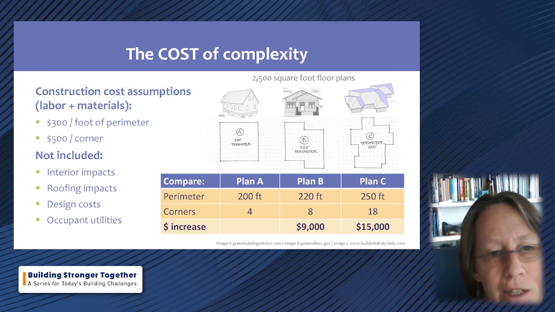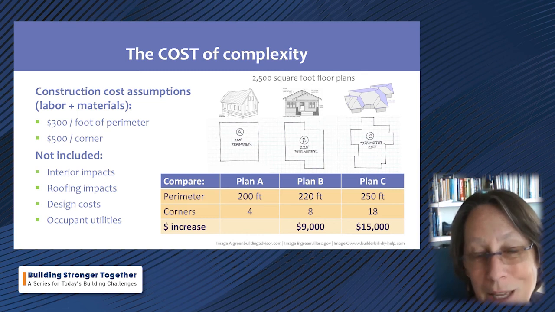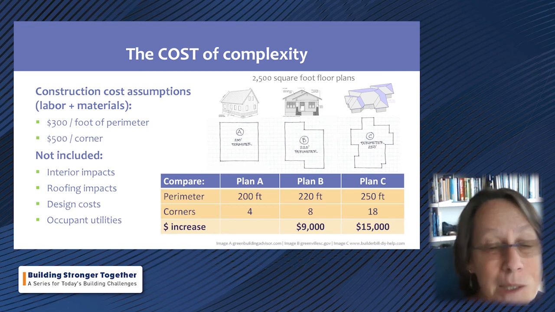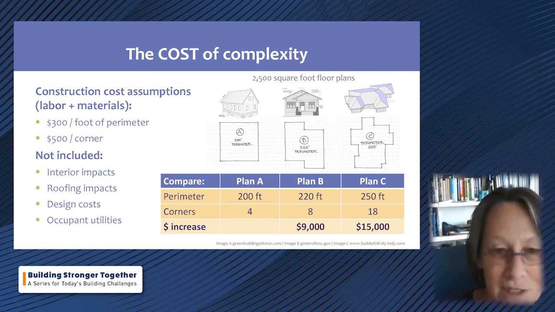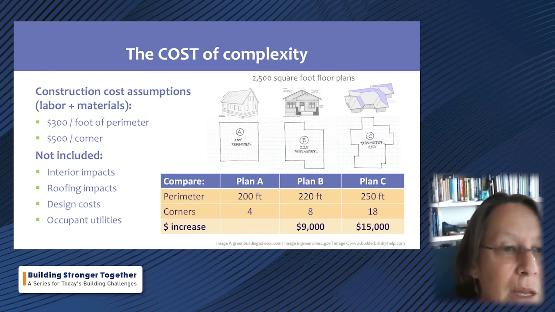I've got 3 variations here, one that's got 4 corners, one with 8, and one with 18. Using my numbers, I come up with an add-on of $9,000 for Plan B and $15,000 for Plan C. And it's probably quite a bit more because of all those other issues. So that's again a really quick example about the cost of complexity that we rarely think about.